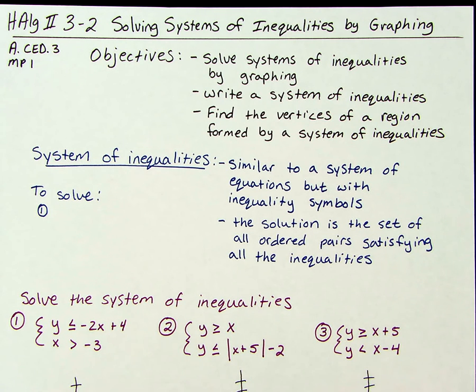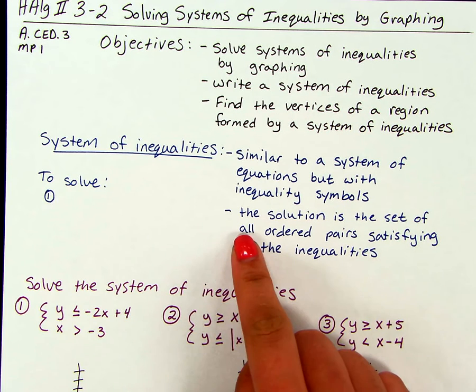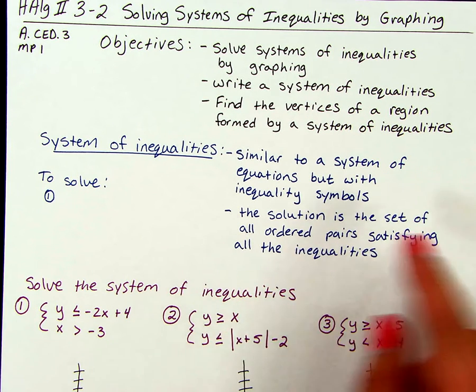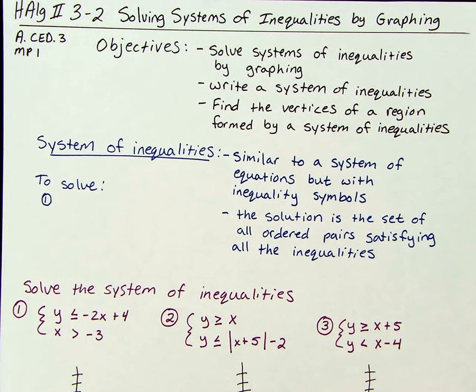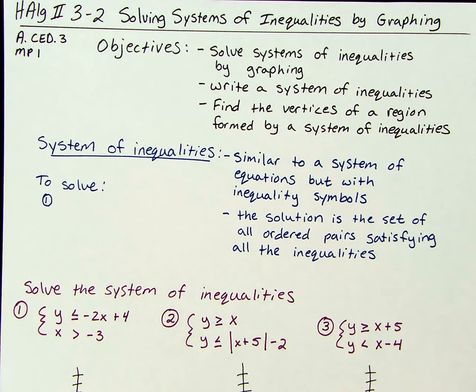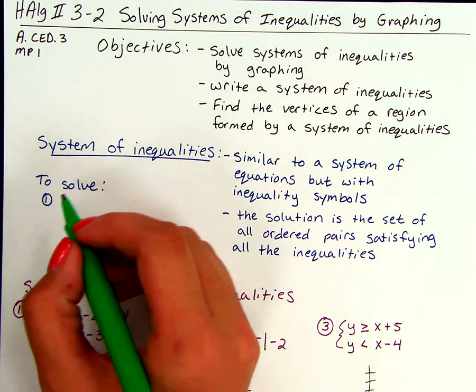To start with, a system of inequalities is similar to a system of equations, but with our inequality symbols. And then the solution is going to be the set of all ordered pairs satisfying all of the inequalities. Okay? So to solve, our first step is just going to be to graph each equation.